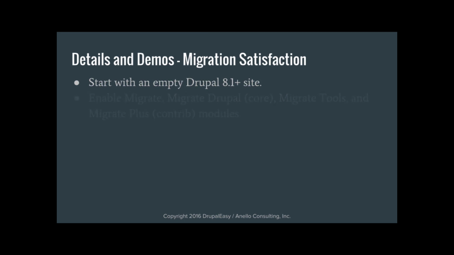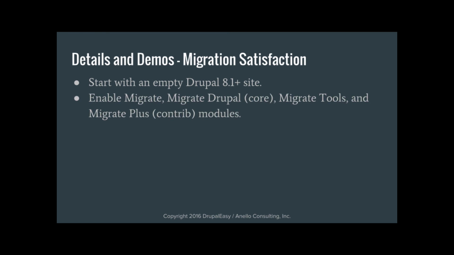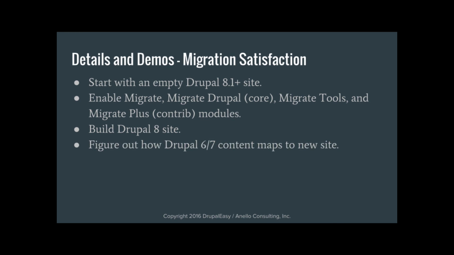So again, similarly, you start with an empty site, enable the same core modules plus migrate tools and migrate plus contrib modules. Here's the great part. You build out your Drupal 8 site the right way, the way you want it to be. You're not tied to anything that's on that old Drupal 6 or Drupal 7 site. You do your refactoring. You build the right information architecture this time. And then, as part of this process, there's 2 bullet points, one after the other, but build the Drupal 8 site and figure out how to map them. They're really one. You're going to be kind of interchanging those.